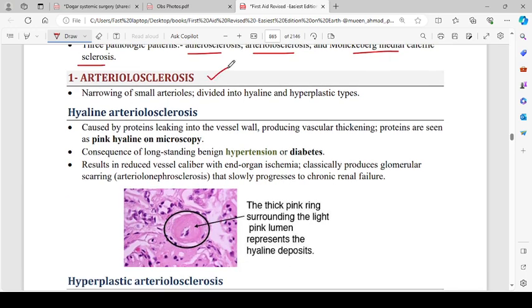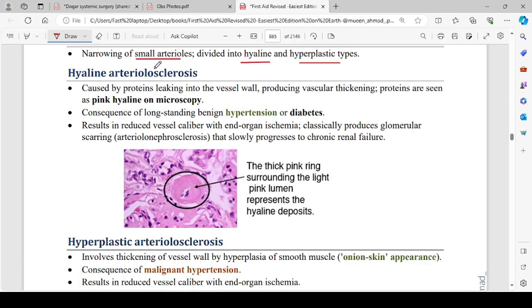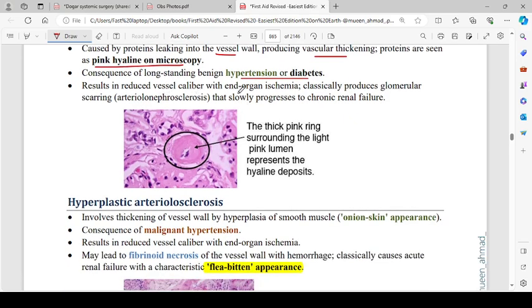Arteriolosclerosis is narrowing of the small arterioles divided into hyaline and hyperplastic types. Hyaline arteriolosclerosis is caused by the protein leakage into the vessel wall, producing vascular thickening. Proteins are seen as pink hyaline on the microscopy. It is a consequence of long-standing benign hypertension or diabetes, results in reduced vessel caliber and with end-organ ischemia, classically produces glomerular scarring, that is arteriolonephrosclerosis, that slowly progresses to chronic renal failure.